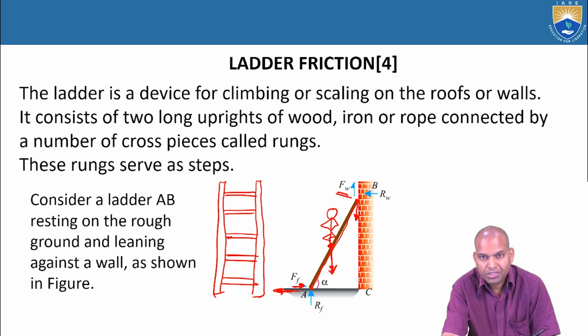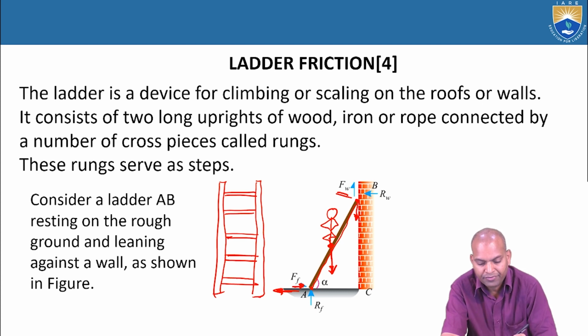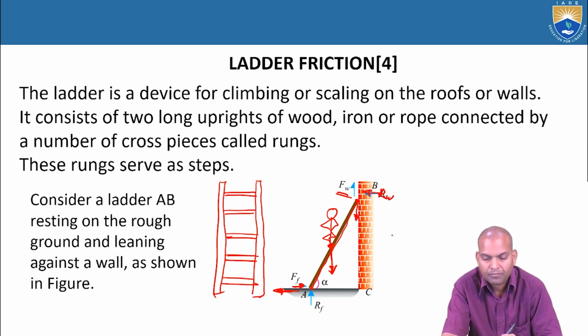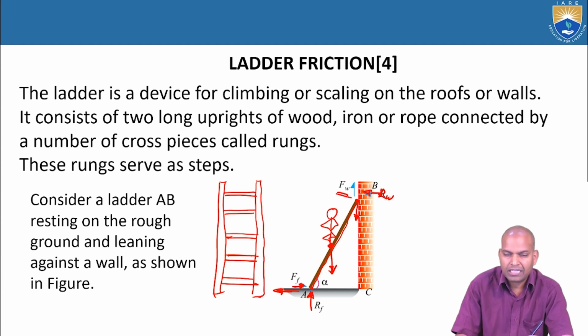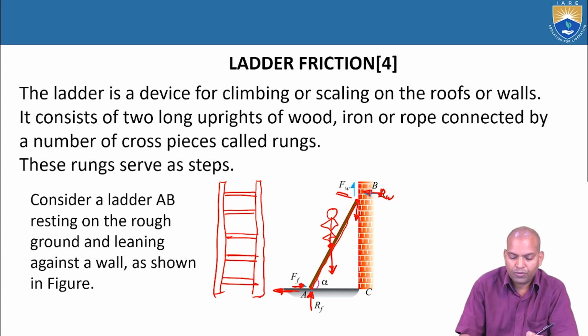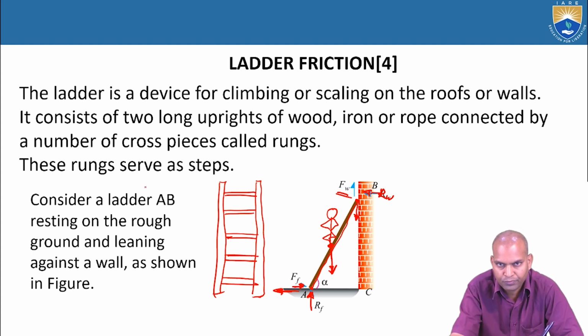The normal reaction is always normal to the surface, normal to the point of contact. That's why RW is the normal reaction at the wall, and what about the normal reaction at point A? It is the normal reaction at point A. The inclination of the ladder here is considered as alpha. So these are the four forces: two normal reactions and two frictional forces.